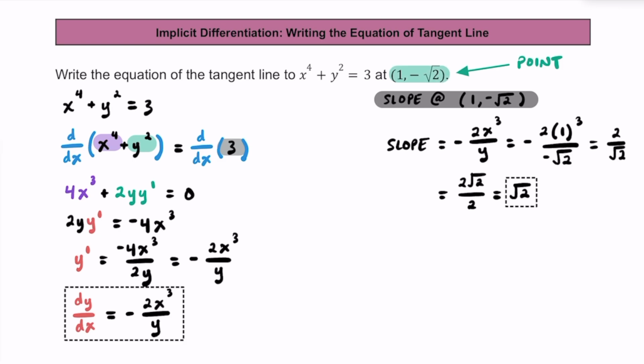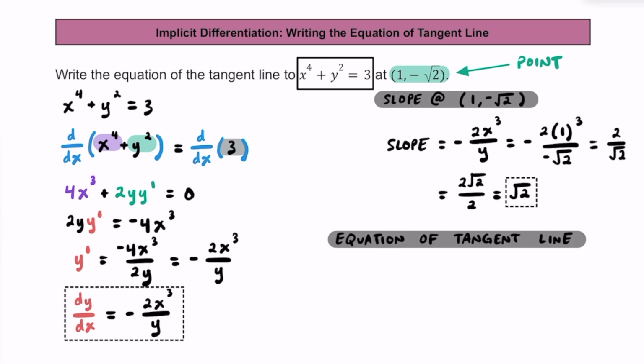All right, so keep in mind that we had this point of 1 comma negative root 2. And that's a point that exists on this graph of x to the fourth power plus y to the second power is equal to 3. We know we can draw a tangent line through the point 1 comma negative root 2, and that tangent line is going to have a slope of this root 2 over here. So let's go ahead and use that point and that slope together to find the equation of that tangent line.